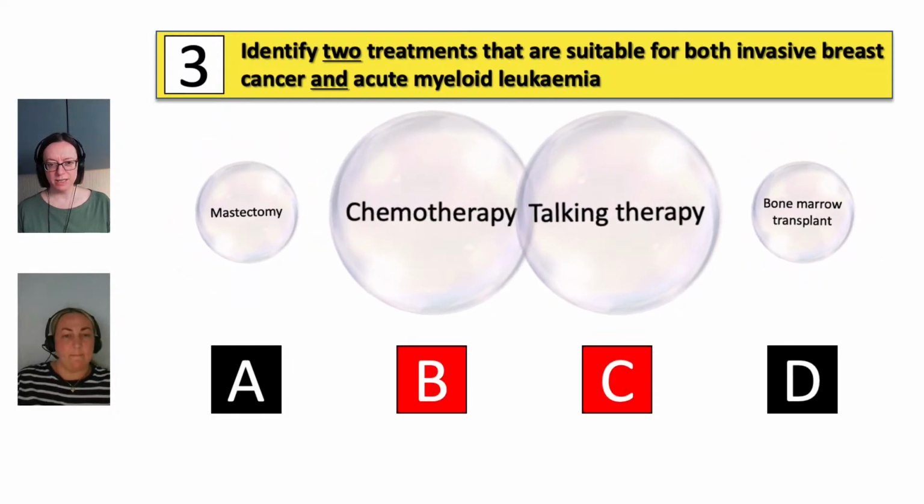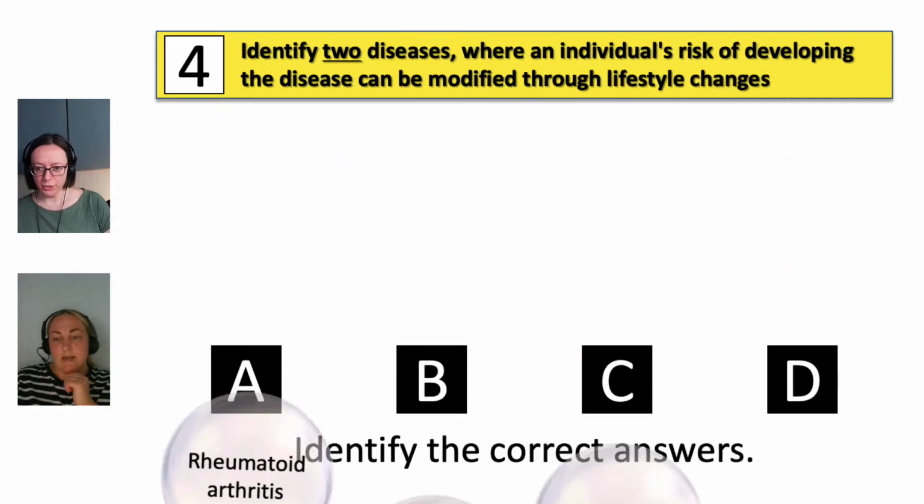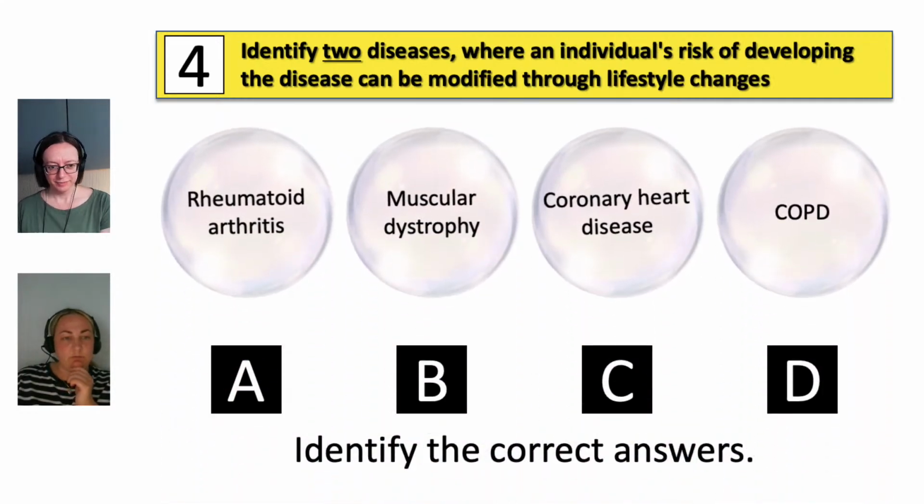Yep, absolutely. So mastectomy is breast surgery. The full or partial removal of the breast. Bone marrow transplant is exactly that, a transplant of bone marrow. So A is a breast cancer treatment, D is a leukemia treatment, so it's the two in the middle. Okay, let's move on. Nearly, Jess, you got one correct, well done.